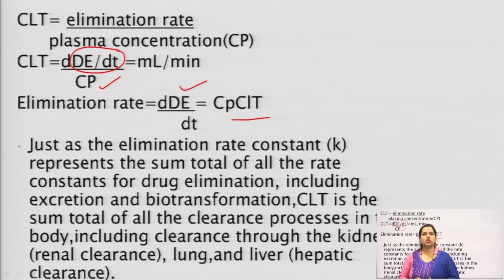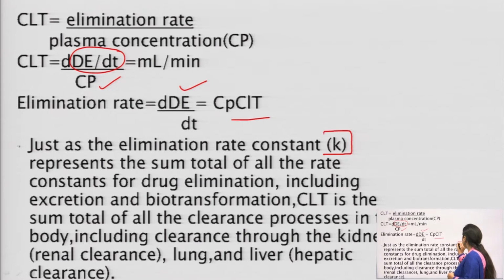Just as the elimination rate constant K is represented by K, it is the sum of all the rate constants for drug elimination, including excretion and biotransformation. Likewise, CLT is the sum total of all clearance processes in the body, including clearance through the kidney, renal clearance, and the lung and liver, hepatic clearance.